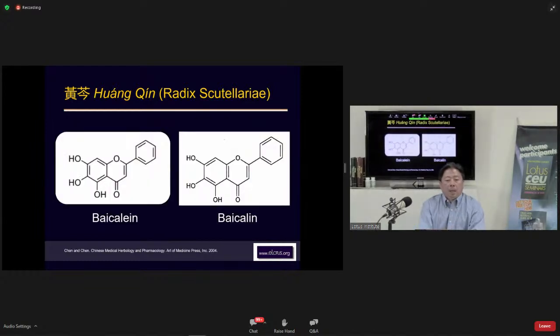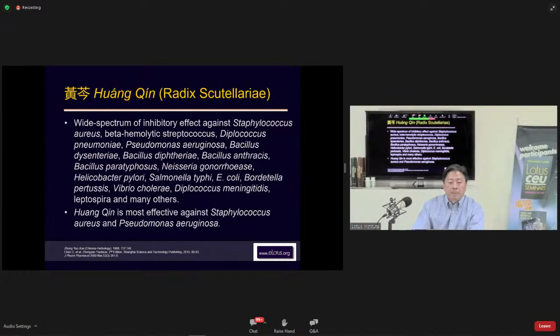All right. Huangqin, in this case, has two main effective compounds that are studied the most. So Huanglian has berberine, one main effective compound, and Huangqin, Scutellaria, has two. One is Baicalein, and the other one is Baicalin. You can see the difference is really in the last letters, E-I-N or I-N. Both of them, in fact, are studied quite a bit and have very specific effect.